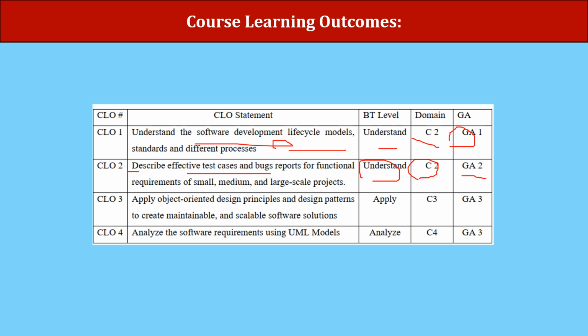CLO3 is about applying object oriented design principles and patterns for scalable software, and it is apply, C3 and GA3. And the fourth one is analyze software requirements using UML models, and it is C4, analyze, GA3. Graduate attributes are 3.